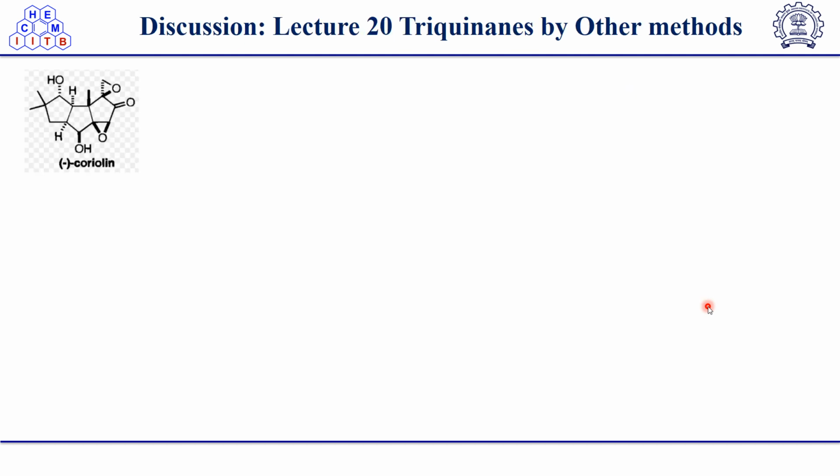Now moving to the last lecture of the week, that was triquinane, synthesis of triquinanes by other methods. Here we have seen the total synthesis of coriolin, which is a highly oxygenated and densely functionalized triquinane sesquiterpenoid, which was reported by Wender and Correia in 10 steps, and the key steps were 4 plus 4 cycloaddition and transannular cyclization sequence. This total synthesis was reported in 1987 from starting material methyl isobutyrate, and this group could complete this total synthesis in 14 linear steps with 0.23 percent overall yield.